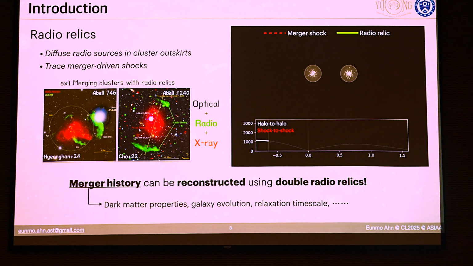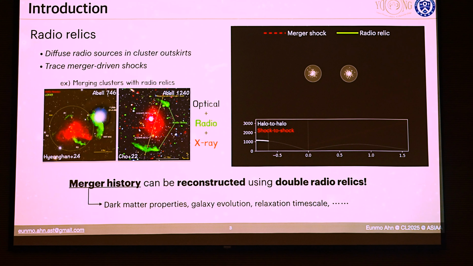And what makes this cluster so special is those two very bright, large, and very widely separated double radio relics, which are located equidistant from the cluster center.